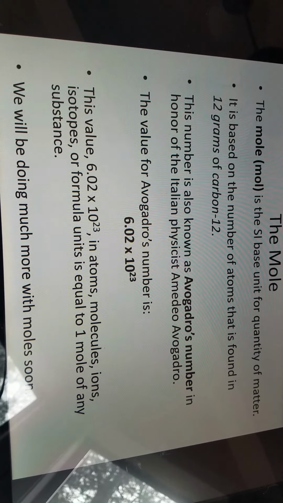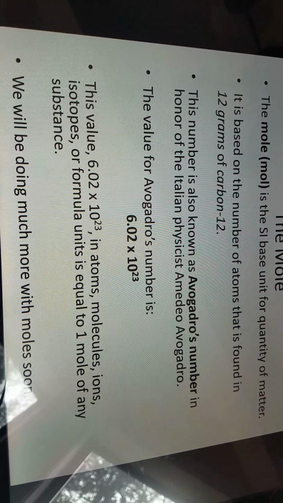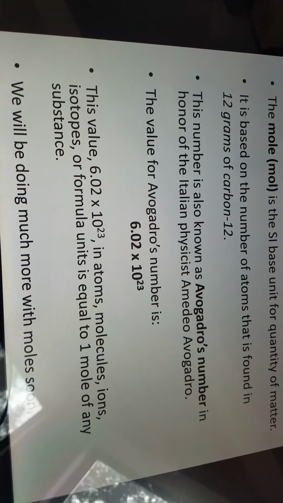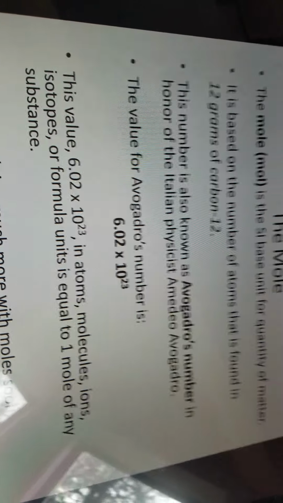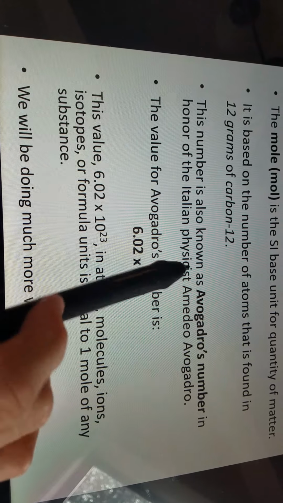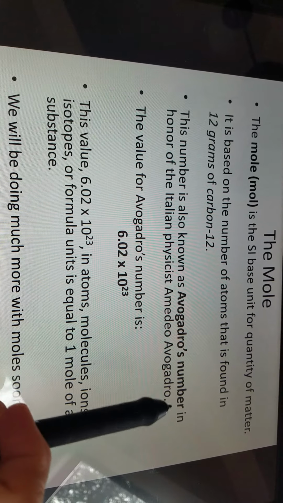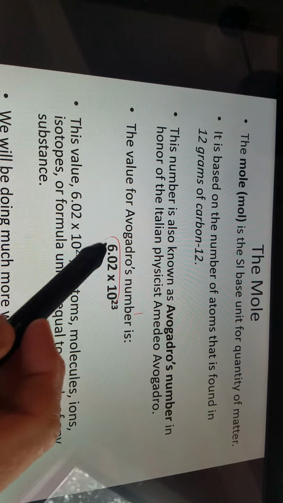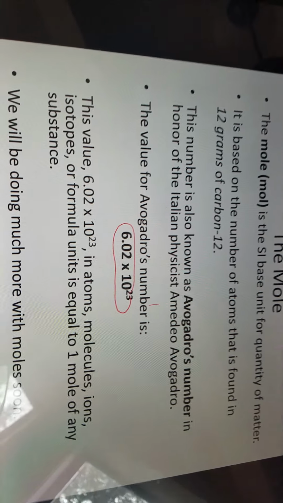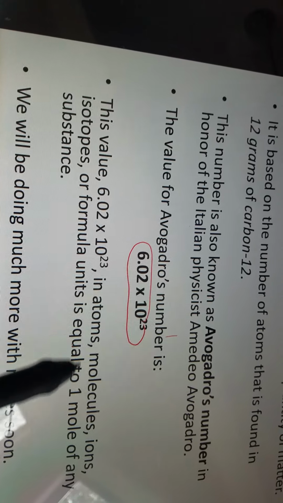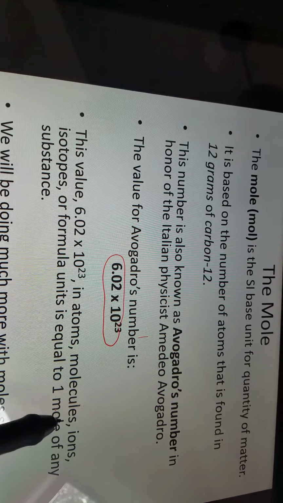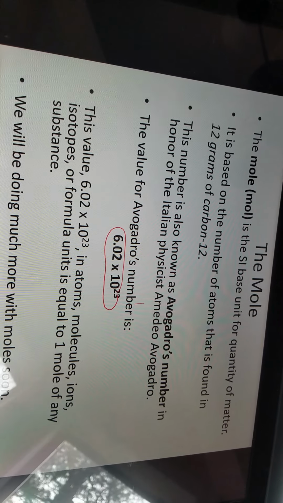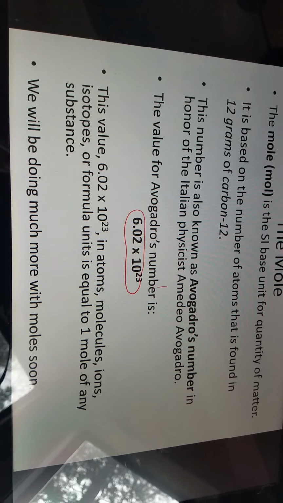The mole is related to this. The mole is the SI base unit for quantity of matter. It's based on the number of atoms that are found in 12 grams of carbon-12. It's also based on another number that's referred to as Avogadro's number. And this value you should memorize is 6.02 times 10 to the 23. This represents the quantity of atoms, molecules, that's the two we typically use, ions, isotopes, or formula units in 1 mole of a substance. So we're going to be using that as a conversion factor in just a little bit.